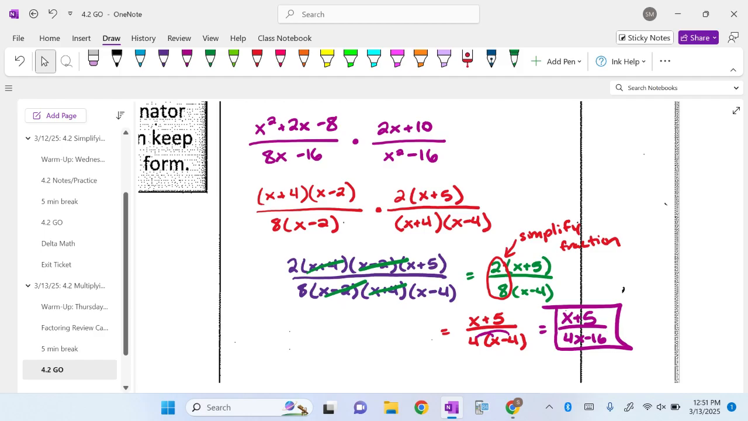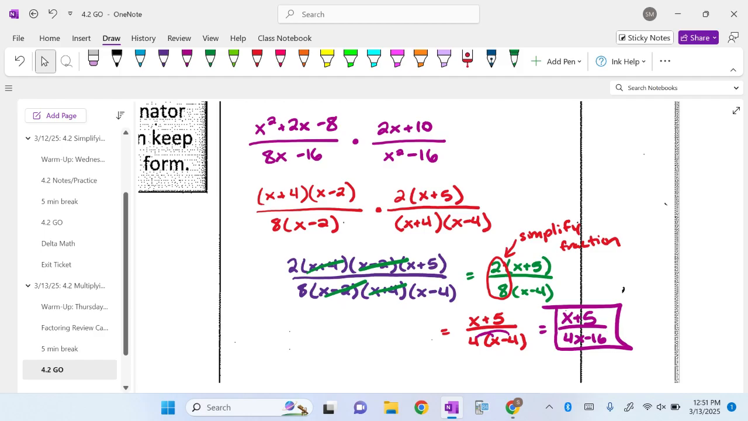Now, when I got here, I just rewrote it so that all my factors were in one fraction. So I moved this GCF of 2 to the front just so I could remember that it's there and I can see it. So I got 2 times x plus 4 times x minus 2 times x plus 5 over 8 times x minus 2 times x plus 4 times x minus 4.